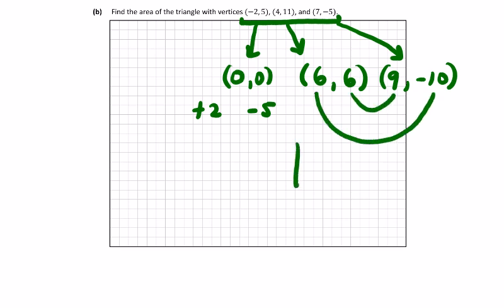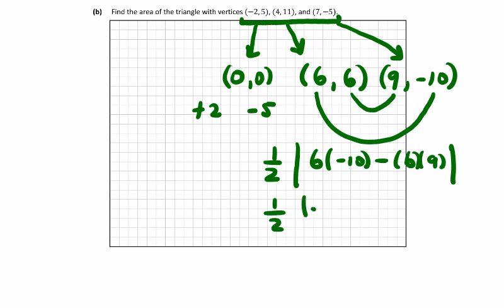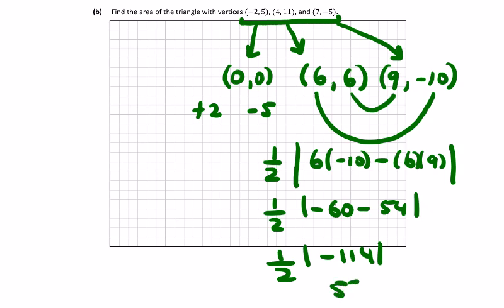We find the loops that go together, and it's going to be half the absolute value of the outside loop, 6 by minus 10, minus the inside loop, which is 6 by 9. And we're going to get half of minus 60, minus 6 nines are 54. So that will be half the absolute value of minus 114, which is 57 units squared, or squared units.